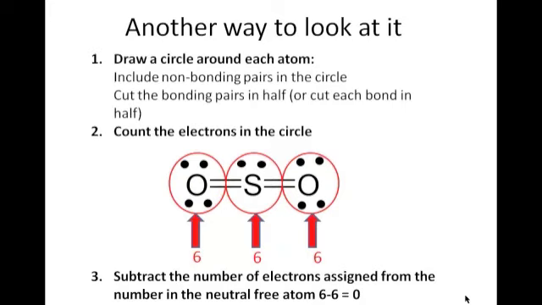So now when you calculate formal charge, again, you subtract the number of electrons assigned to the atom in the molecular ion from the number in the neutral free atom. In each of these examples up above, it's going to be 6 minus 6, or 0.